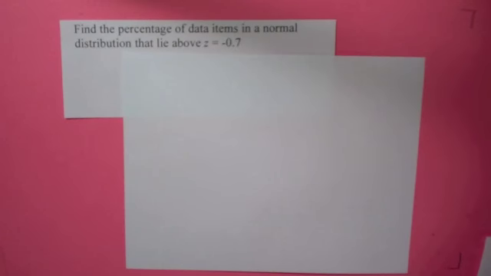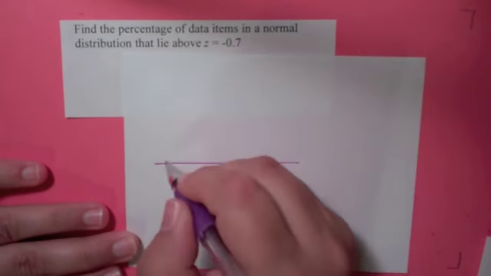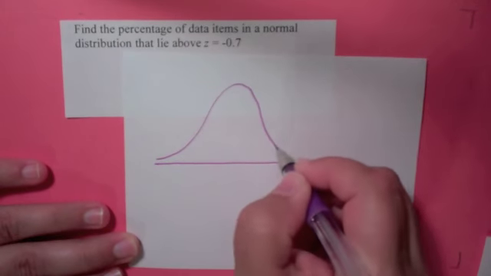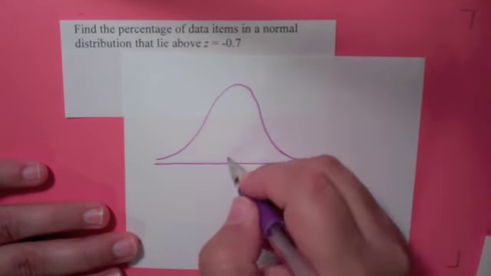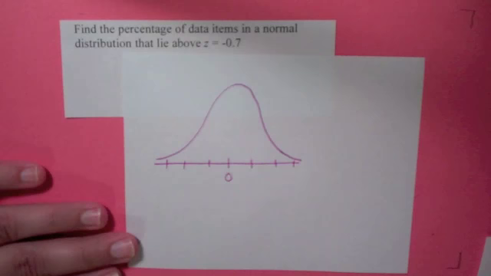Find the percentage of data items in a normal distribution that lie above z equals negative 0.7. Well, can you guess the first step? I hope so. The first step is to draw a picture. The picture will always help you with these. And we know zero's in the middle. 1, 2, 3, negative 1, negative 2, negative 3.